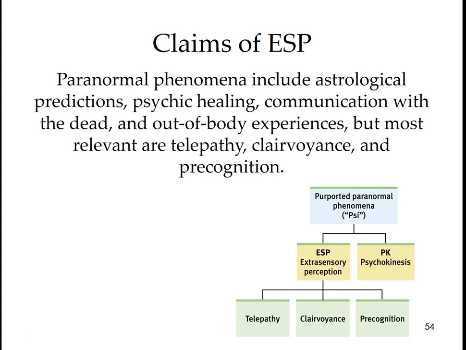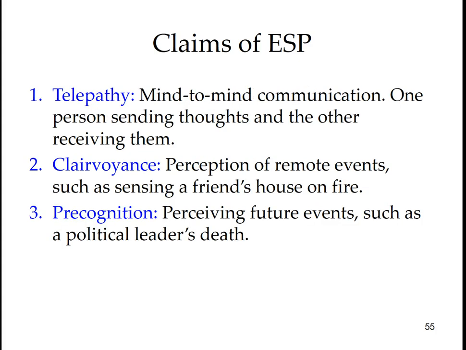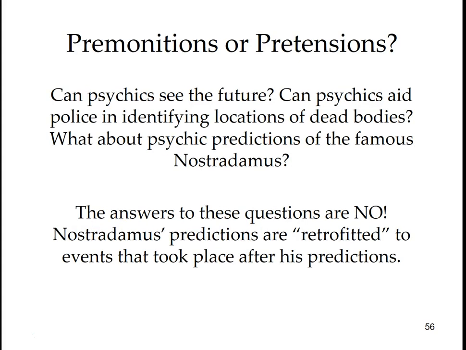So the paranormal phenomena include astrological predictions, psychic healing, communication with the dead, and out-of-body experiences, but most relevant are telepathy, clairvoyance, and precognition. Telepathy is mind-to-mind communication, one person sending thoughts and another receiving them. Clairvoyance is perception of remote events, such as sensing a friend's house is on fire. And precognition is perceiving future events, such as a political leader's death.